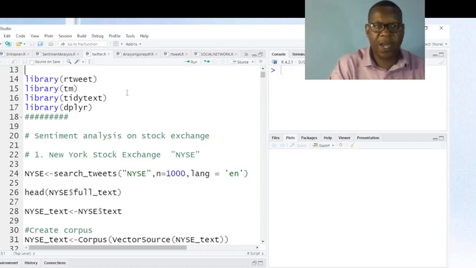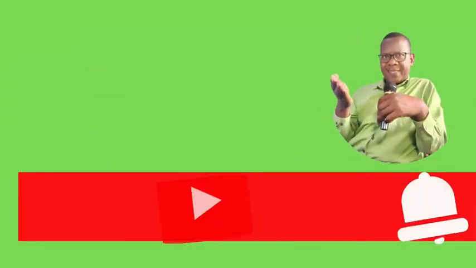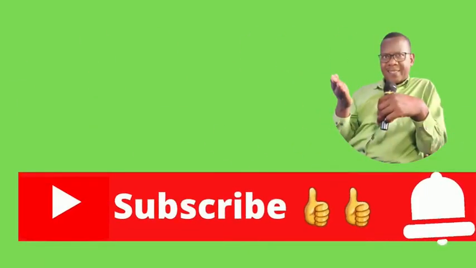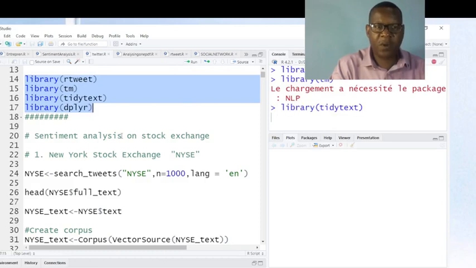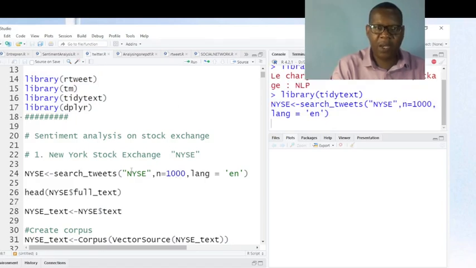Let's make analysis on some stock exchange and see what kind of sentiments are expressed in the tweets. Okay friends, to perform such analysis we need some packages. We have to run these packages. First of all, I'm going to collect 1,000 tweets on the New York Stock Exchange, and I will perform sentiment analysis to see what kind of sentiment are in New York Stock Exchange.